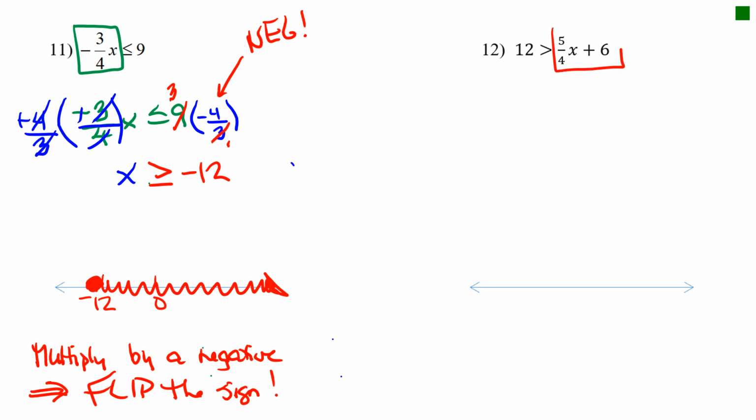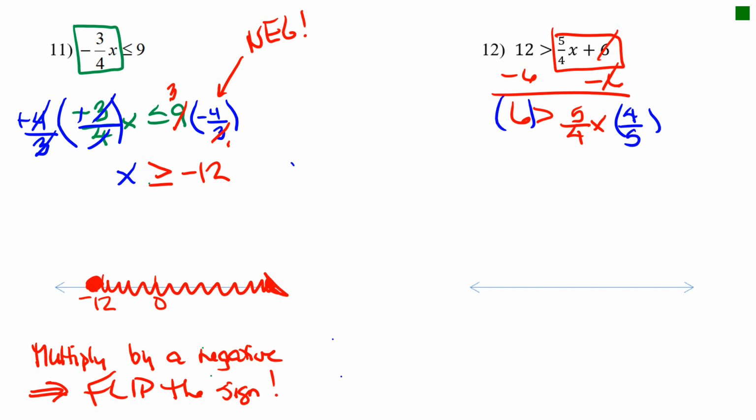All right, over here I got a plus 6 added on, so I'm going to subtract 6. 12 minus 6 is 6. Bring down the greater than. I have 5/4x because the 6's cancel. This is a division, so I'm going to multiply by the reciprocal, which is 4/5. Over here, the 6 is over 1, nothing cancels, so I just have 24/5. I do not flip because that's positive. The 4's cancel, the 5's cancel, and I just have x.